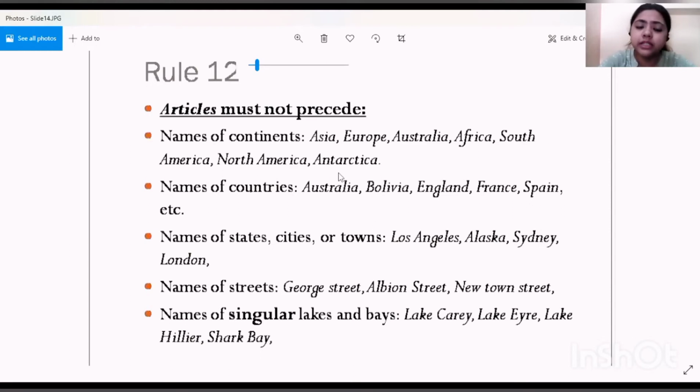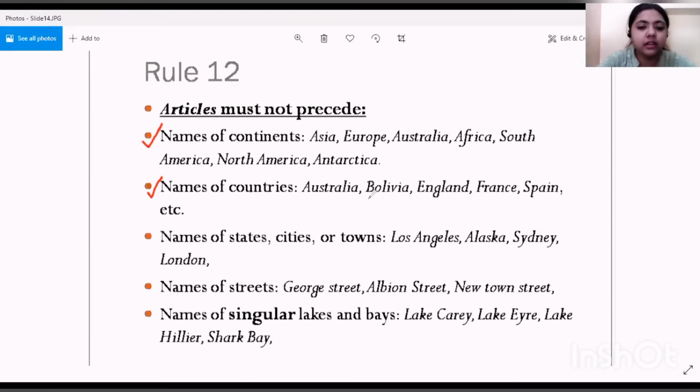Names of the continents are never preceded by any article, a, an or the. We never say the Asia, the Europe. It is used as it is. Asia is the largest continent. We never say the Asia is the largest continent. That means it is never preceded by any article, be it a definite article or an indefinite article. Names of countries, I already told you in the previous slide, are never preceded by any article.